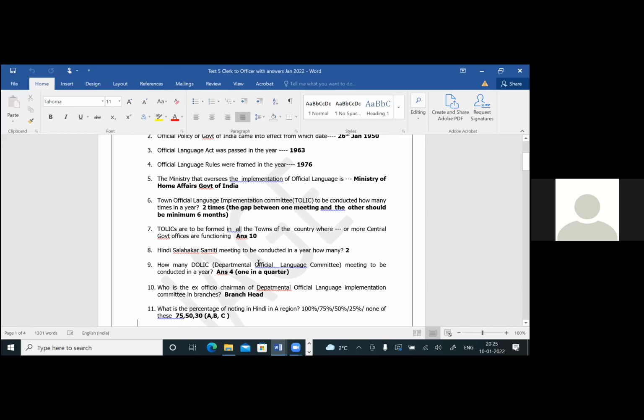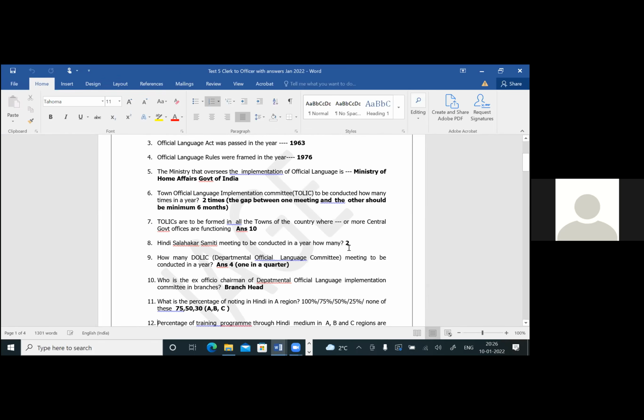Question number 8. Hindi Salakar Samiti committee to be conducted in a year how many times? So like TOLIC, that Hindi Salakar Samiti meeting to be conducted 2 in a year, but there is no restriction. The gap between one meeting and another meeting should be minimum 6 months, that is not here. That is available only for TOLIC. Here it is 2.